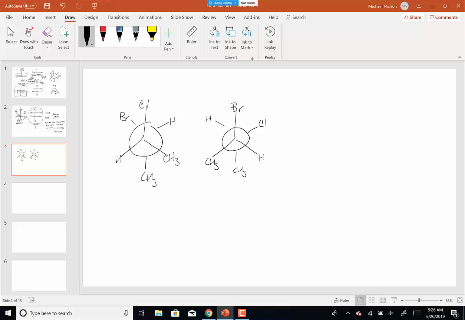They still could be the same. They still could be the same and not meso. They still could be enantiomers or diastereomers.